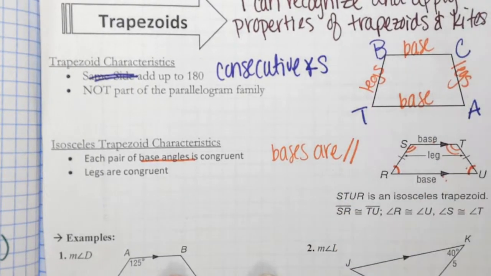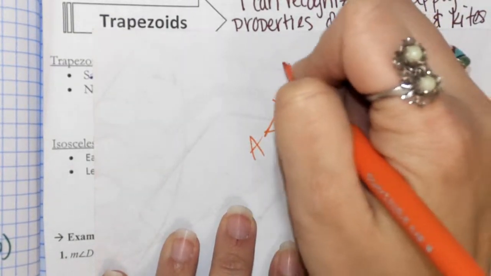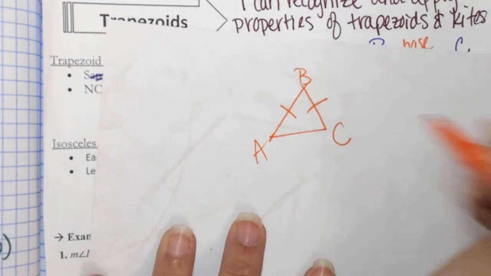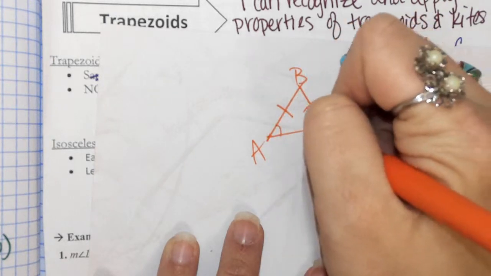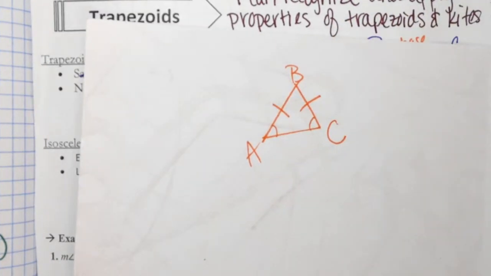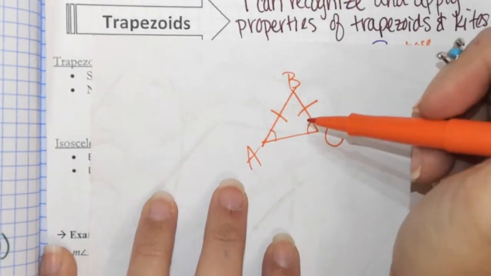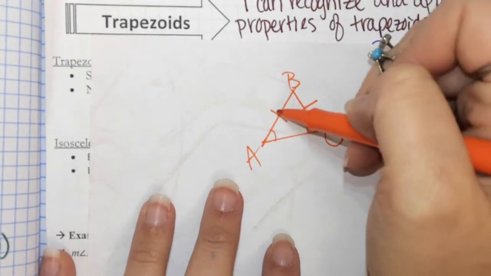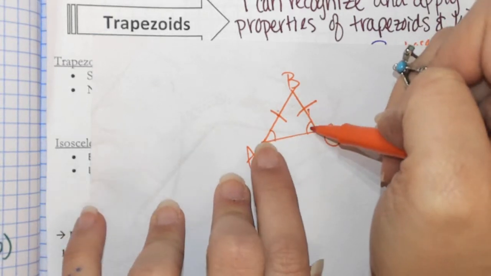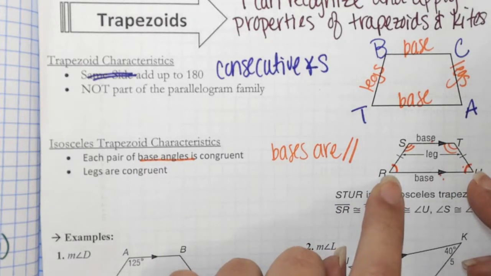If you have an isosceles trapezoid that looks like this, and we call this A, B, C, what do we know about angle A and angle C? They're congruent. Thank you, Coach Hamrick. In an isosceles triangle, which you should know by now because we've been talking about it since September, if you have two congruent sides like this, then your base angles are congruent. Here, we have congruent legs, so our base angles are congruent. Is everybody with me? Yes.